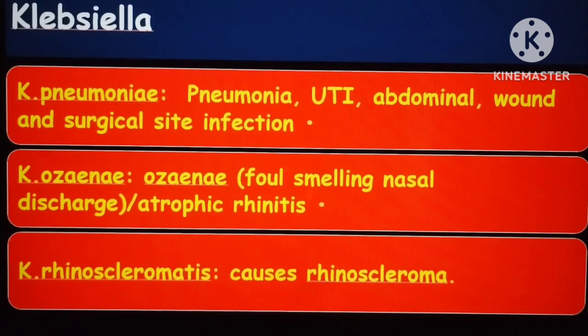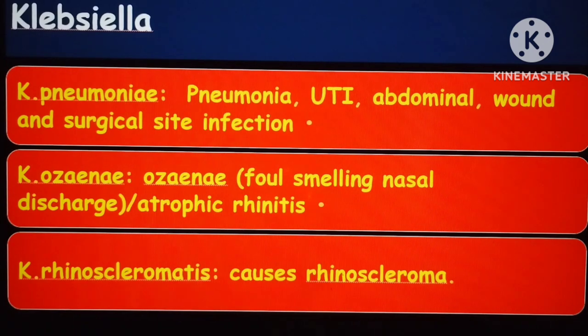You know, it is called a merciful anosmia because the patient can't smell anything odd, but the surrounding people notice the typical bad smell, that is foul smelling nasal discharge, and rhinoscleromatis causes rhinoscleroma.